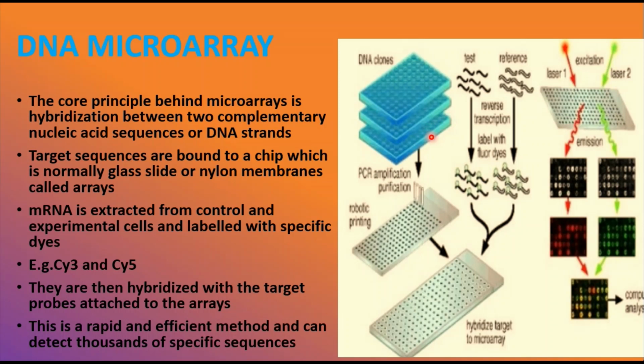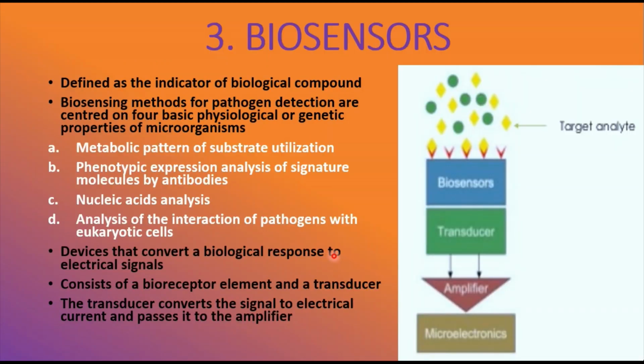Now the mRNA is going to be extracted from a control and the experimental cells and labeled with specific dyes. So here we are going to have specific dyes, that is CY3 and CY5. And then they are going to be hybridized with the target probes attached to the arrays, and this is going to be a rapid and efficient method and can detect thousands of specific sequences. So here you can see the computer analysis, a combination of these two arrays is going to be seen in the yellow color. Then moving to the next one, the biosensors.